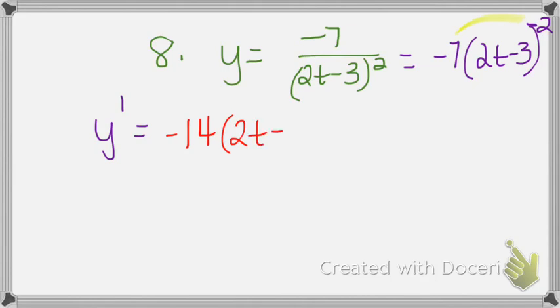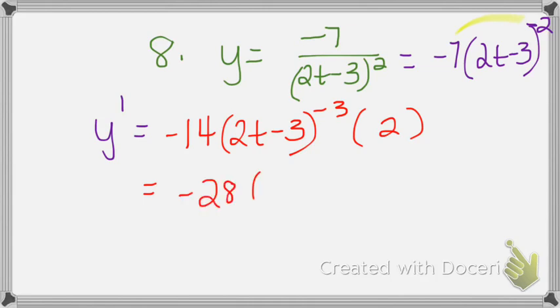Leave the 2t minus 3, subtract 1 in the power, so I did the power rule, and then I multiply by the derivative of the inside, which is 2. The only other thing to do is multiply the 2 and the -14 to get -28, and then we're done.